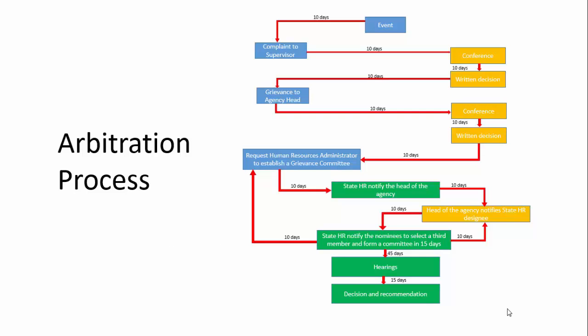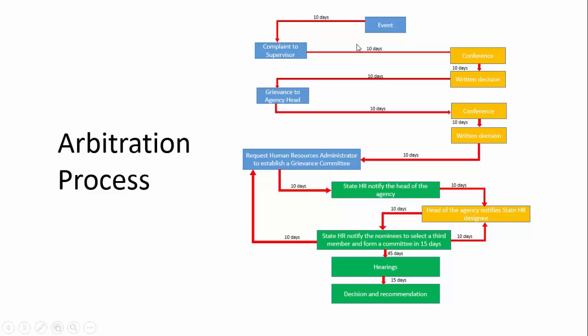This figure intends to explain the process of arbitration. I have color-coded the parties for easier interpretation. Employees are represented by blue boxes. The agency or management is represented by yellow boxes, while the neutral third parties are represented by green boxes.